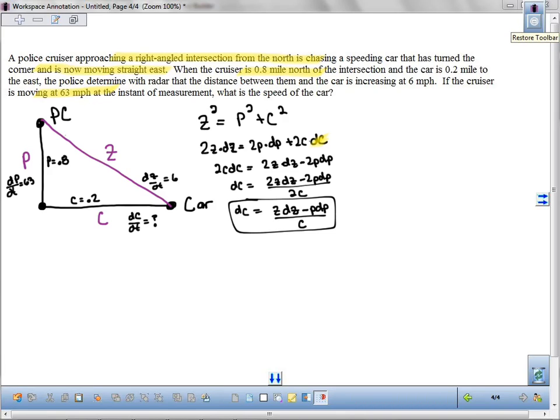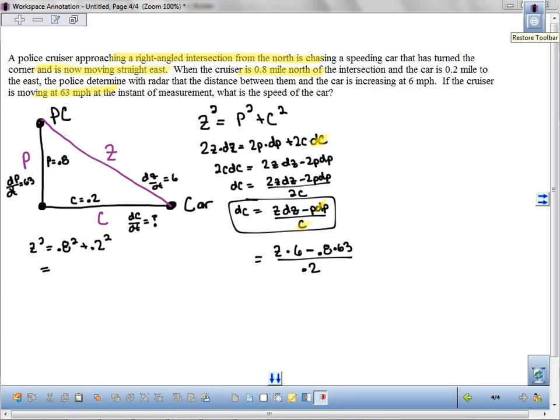So now I can do this at a specific moment in time, at a snapshot. I'm going to go ahead and substitute the information that I know. I don't know what z is, but I know that dz is changing at 6 miles per hour, p is 0.8, dp is 63, and then c is 0.2 at this specific moment in time. So all I need to do is find what z is at this specific moment in time.